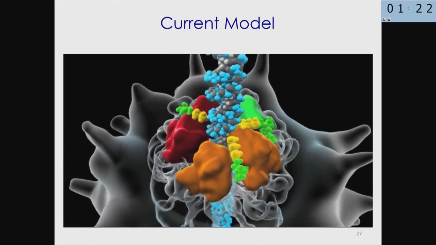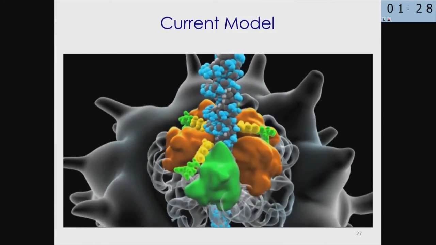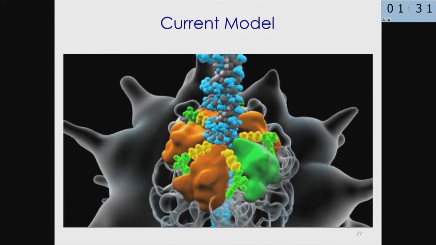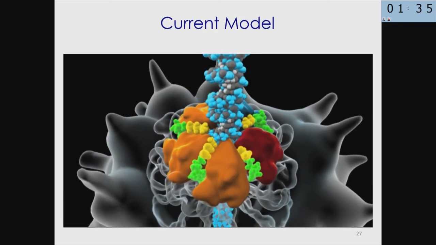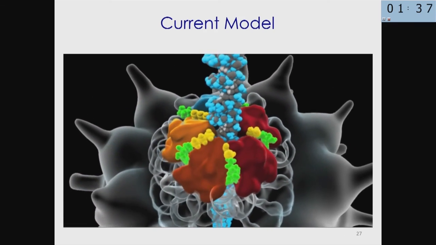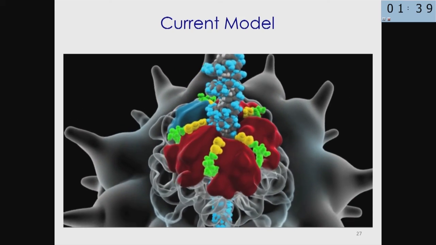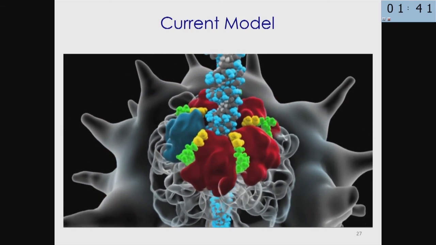So this is a machine that works almost like clockwork, and it's an example of the many machines in the cell that carry out this type of work. And it's possible now to study how these motors work because we can use this single molecule approach that allows us to see the mechanism.